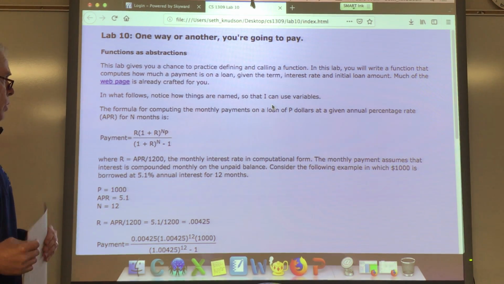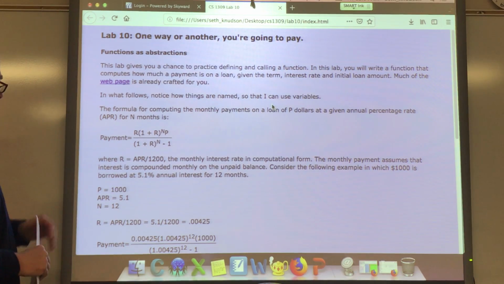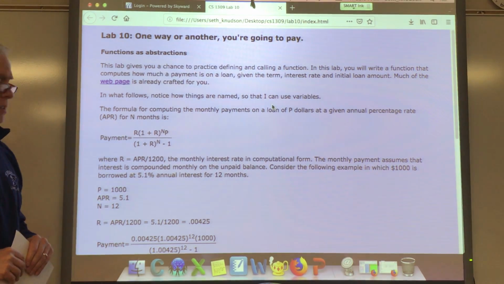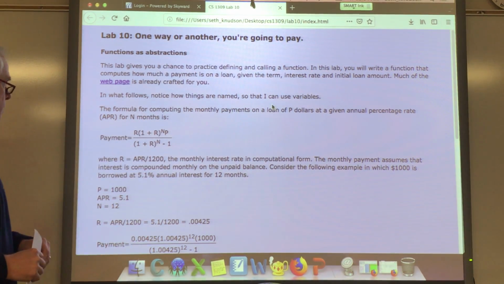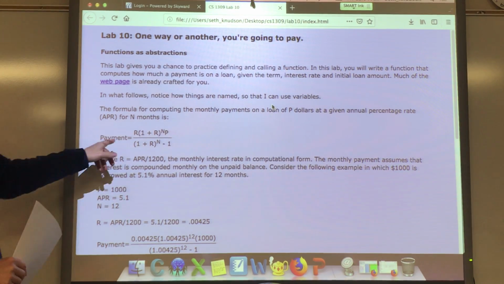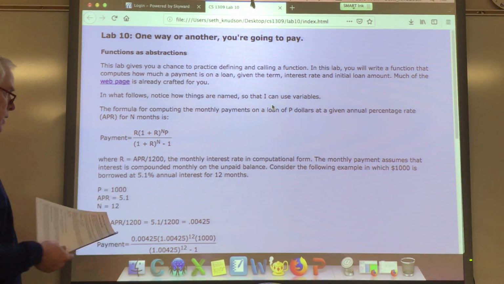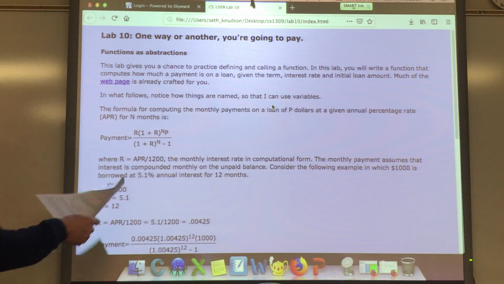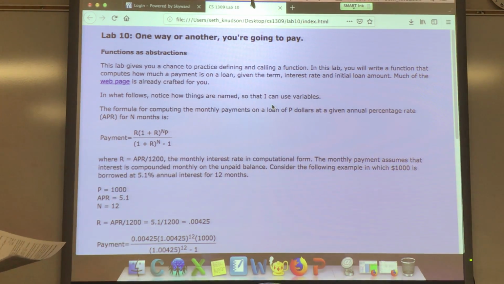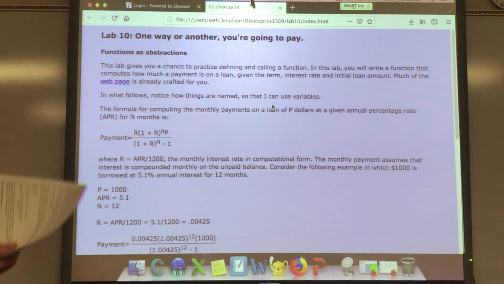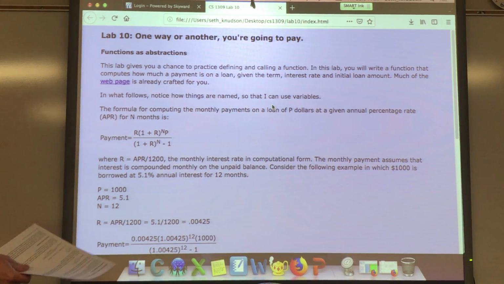The formula for computing the monthly payment of a loan of P dollars at a given annual percentage rate, or APR, for n months is given by this formula. Okay? R, and then 1 plus R raised to the NP, all over 1 plus R to the N minus 1. So R is the annual percentage rate that the person's going to put in divided by 1200. So you need to calculate that at some point in there, or maybe it's already done for you. We'll see. The monthly interest rate is in computational form, right?